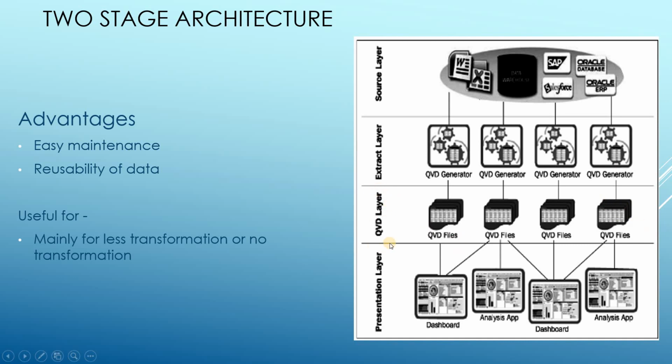Now move to the QVD layer. The QVD layer contains QVD files. These QVD files are a specific file format for QlikView, and these are generated using the extraction script at the extract layer. This file is 50 to 60% compressed compared to the original data and doesn't contain any graphics. So it only contains text. That is the reason the size of a QVD is always smaller than the actual source.